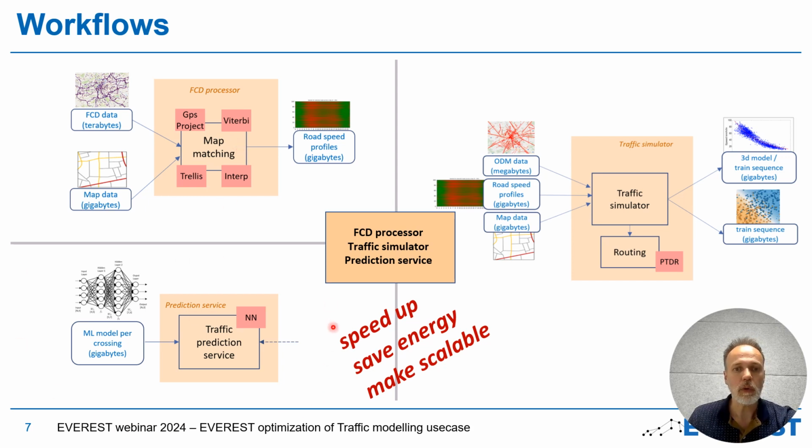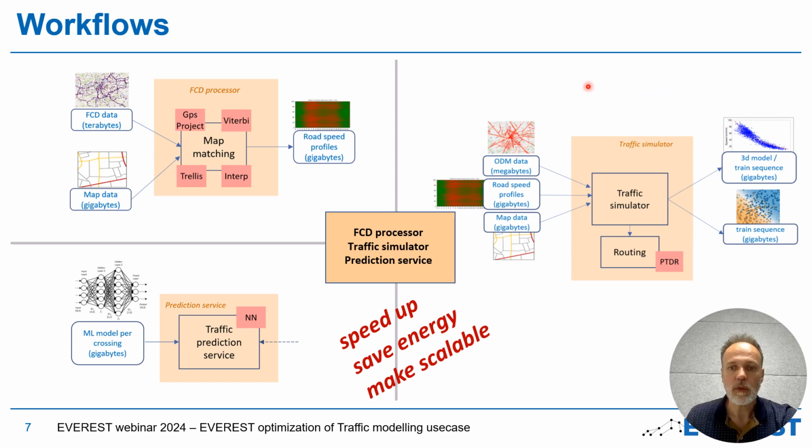Another workflow is the traffic prediction service, which takes as an input a neural network which has been learned from training sequences. And the neural network structure itself is a good candidate for acceleration.